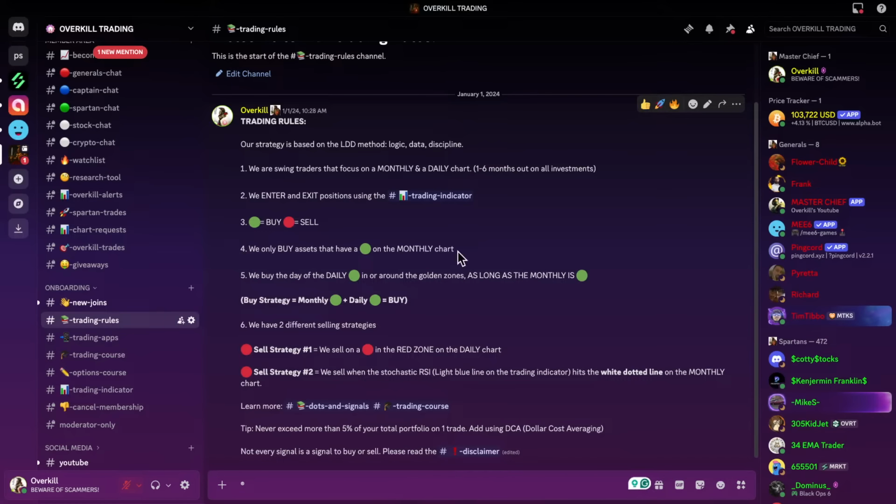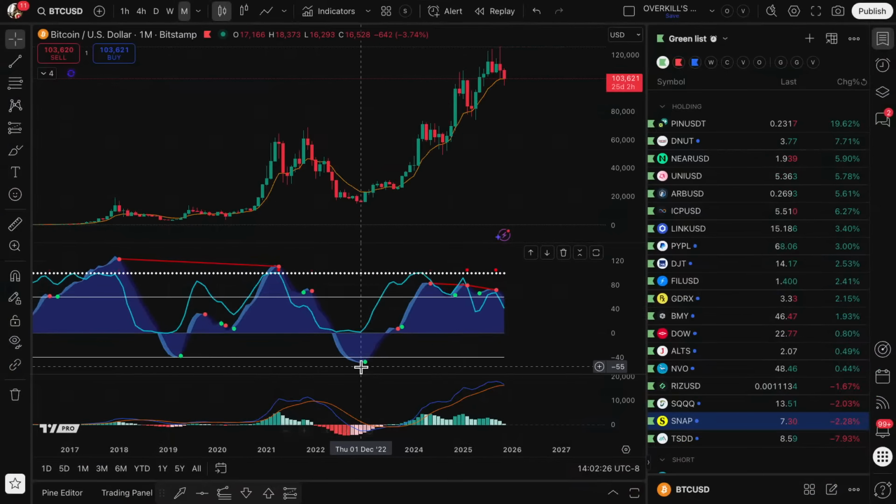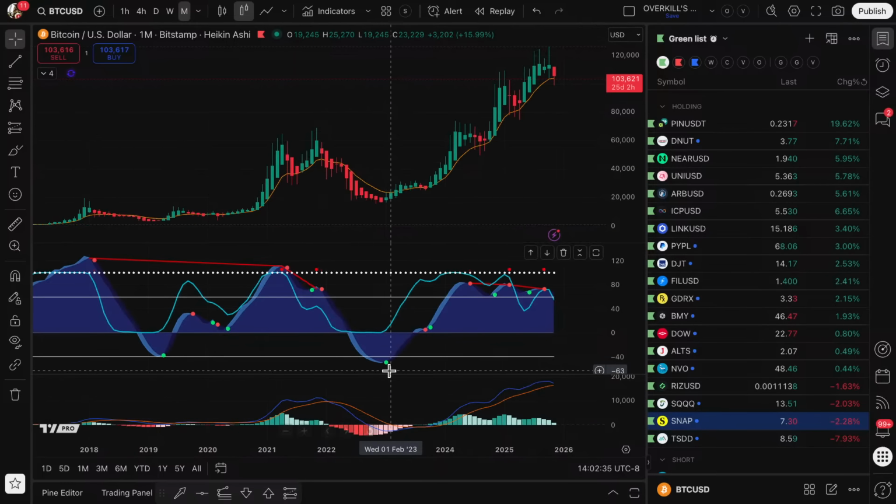Rule number 4 is probably the most important rule that we use here. That is that we only buy assets that have a green dot on the monthly chart. Why is that? Well, the green dot on the monthly chart just tells us that the bulls are in control. Typically what this green dot means is that we are going up for a 1 to 6 month period of time. You can see this green dot came right here in January.